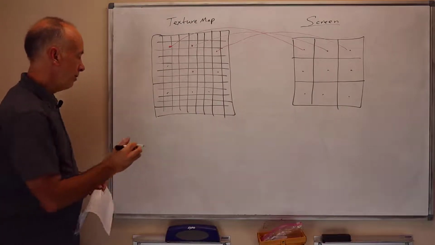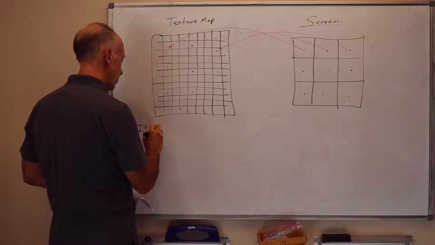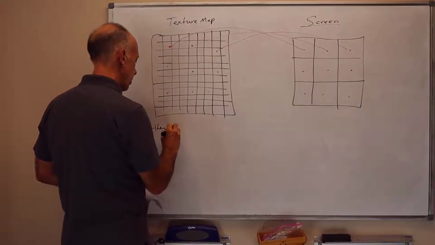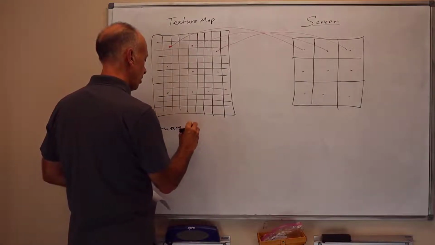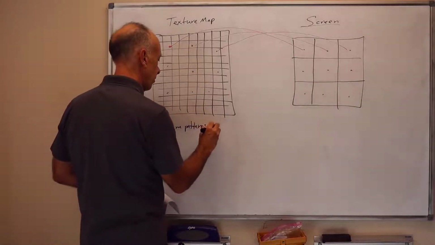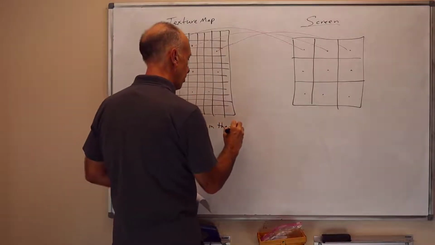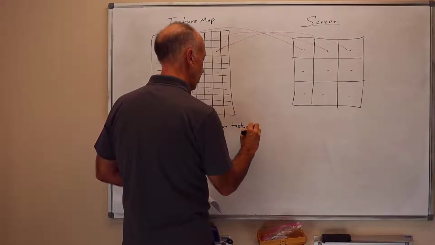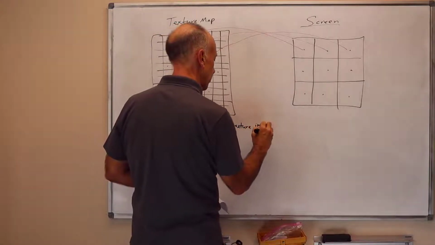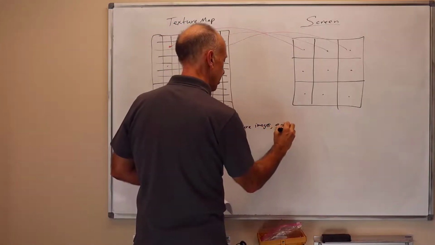And even worse, if there are patterns in the texture image, for instance, if there were horizontal or vertical stripes, e.g.